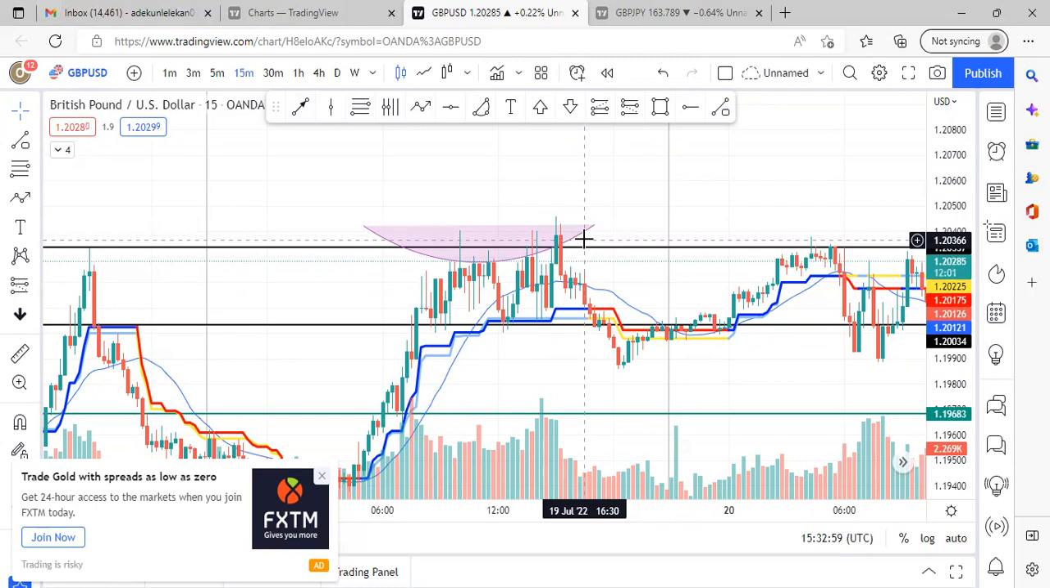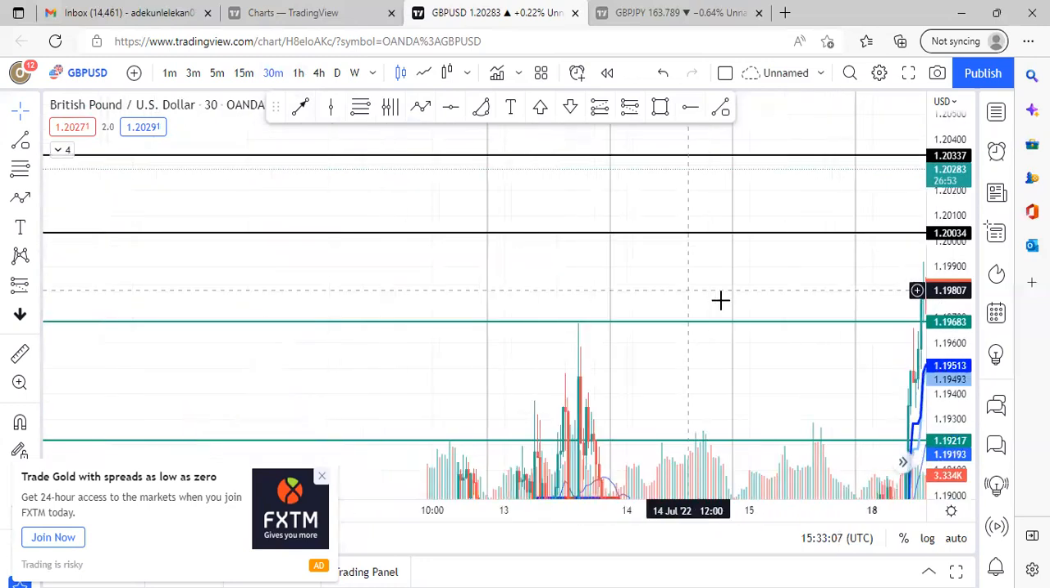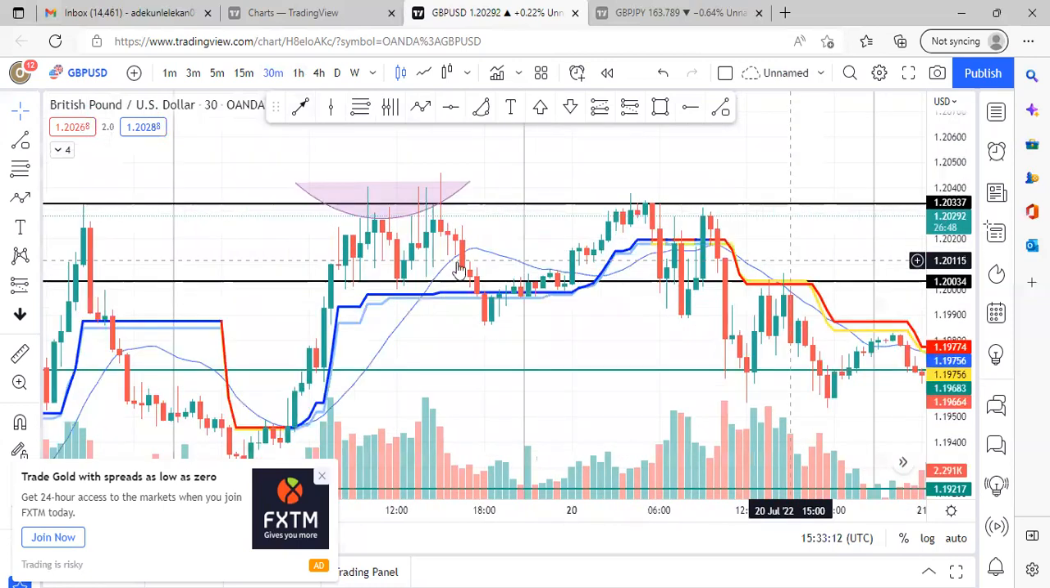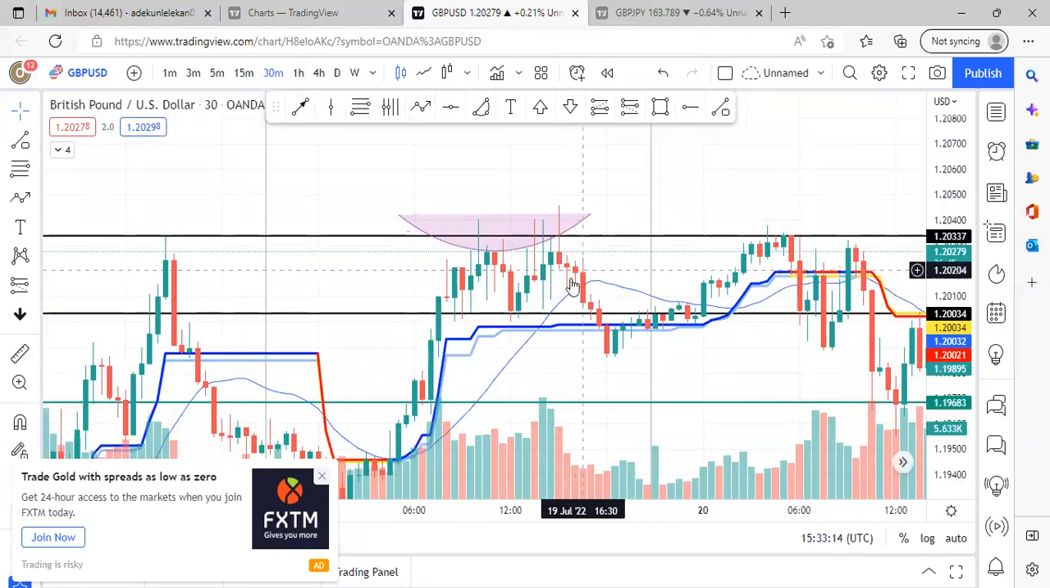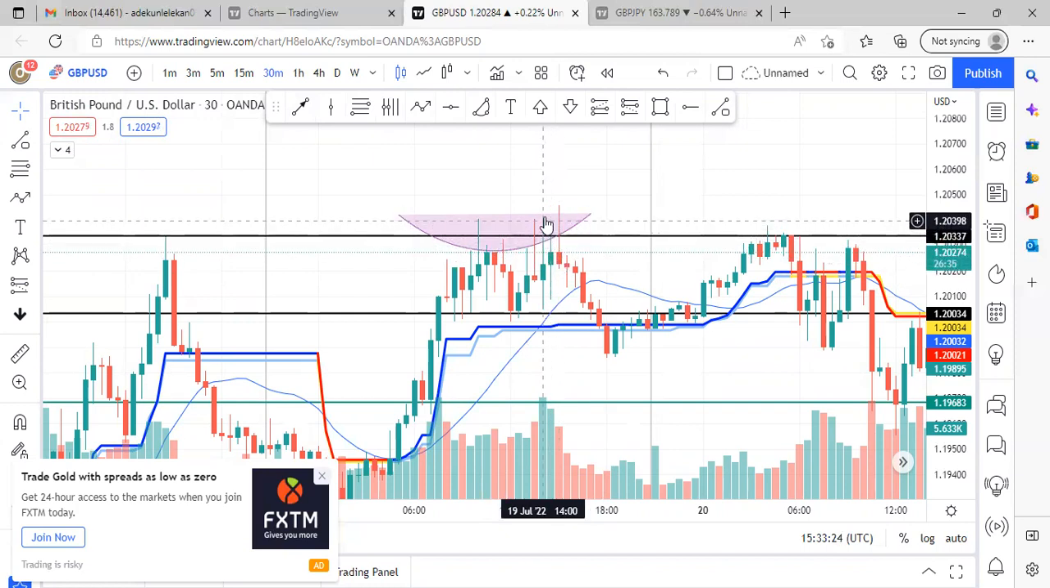The best way to identify is to go to your higher time frame. Let's go to the 30 minutes and see what happened in the market. You can see that in 30 minutes, the market came all the way up and then went back. So if you identify this, you know that this is not the best time to enter the market.